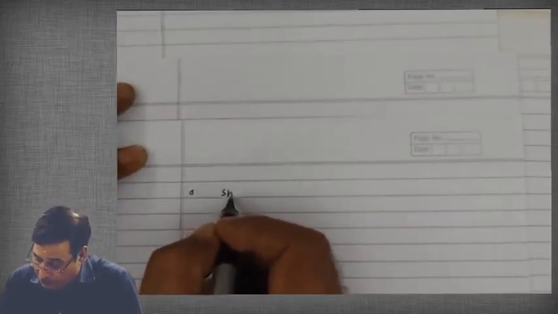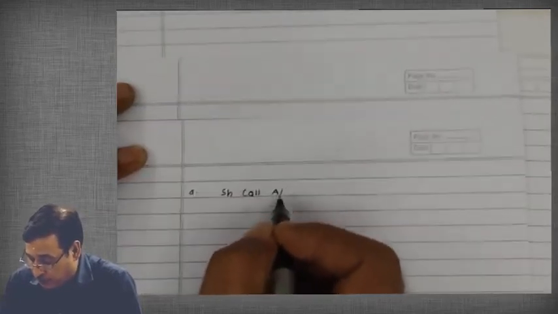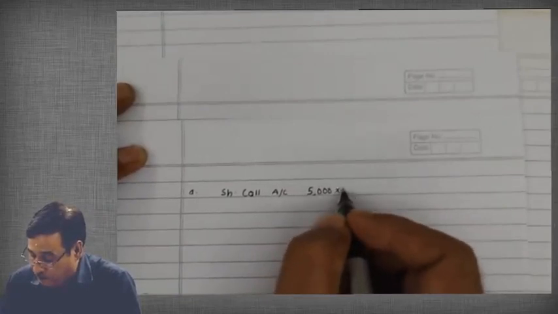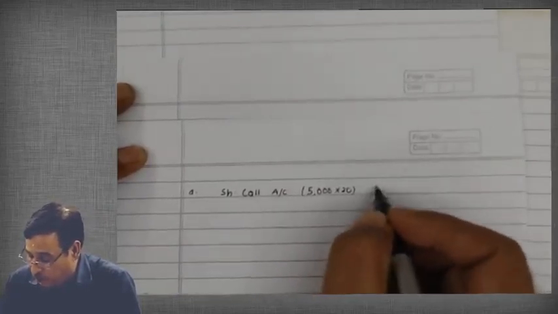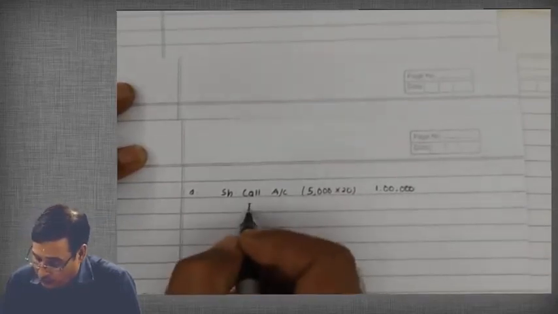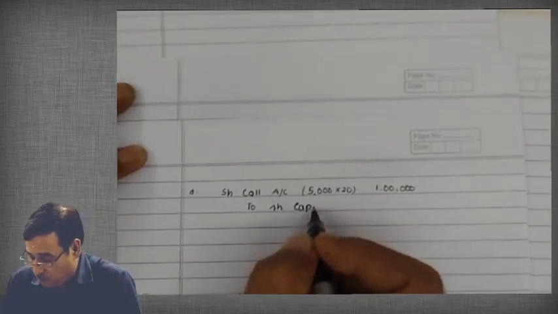Share call account debit, 5,000 into 20, that is equal to 1 lakh. To share capital account, 1 lakh.